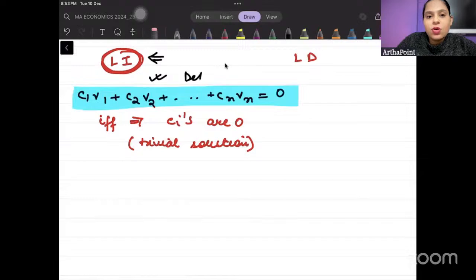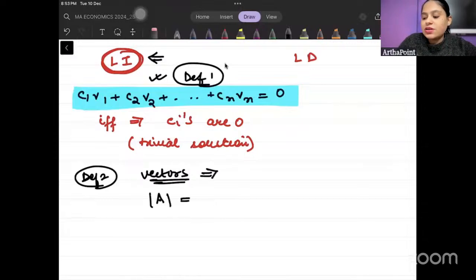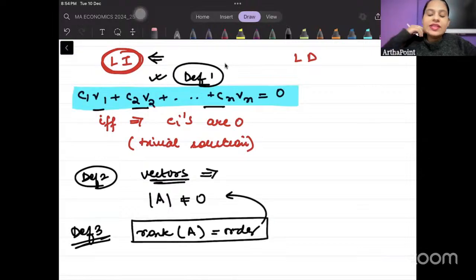This is definition number 1. Definition number 2 is in terms of determinant: vectors V1 till Vn are linearly independent if the determinant is non-zero. Definition number 3: they are linearly independent if the rank of the matrix created from these vectors is equal to the order of the matrix. It's the same thing as determinant non-zero. Then they are linearly independent.